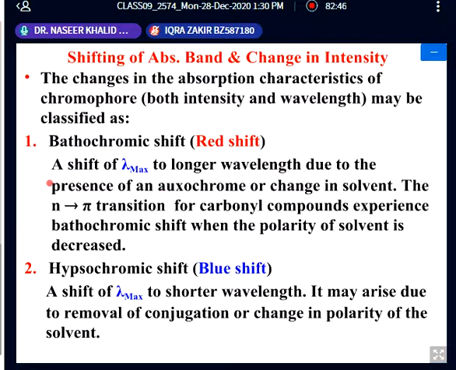Okay, now lambda max moving towards a longer wavelength due to the presence of the oxochrome. If the wavelength is moving towards a higher wavelength, we say that this is a red shift. It means that the n to pi star transition for the carbonyl group experiences the bathochromic shift. This is the example.